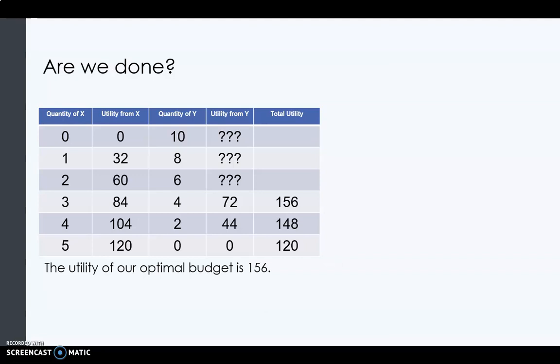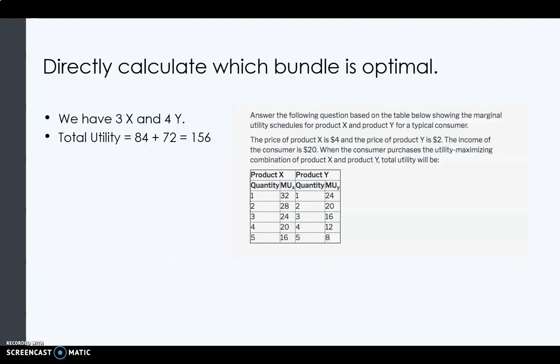Now, the utility at our optimal bundle is 156. Oh, hey, are we done? Can we possibly be done? Well, let's go back and check the problem. Okay, total utility will be... Well, we know total utility is 84 plus 72, and that's going to be 156. That's our answer.